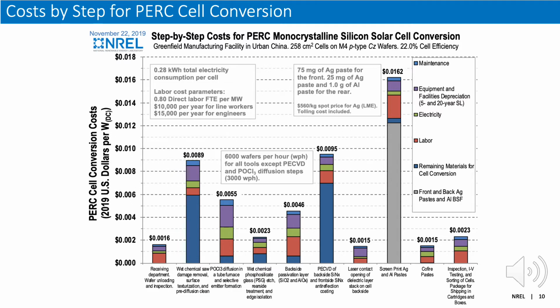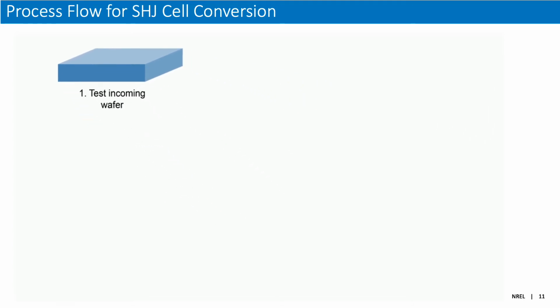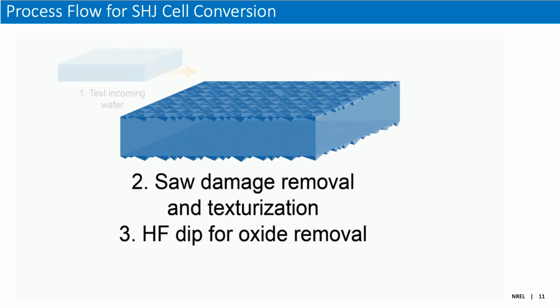Okay, so now just to provide an N-type cell example before I move into total cell cost results, I'll review the process flow for silicon heterojunction cell conversion, which is the next cell type expected to gain the most market share in the near future. The first step is to test the incoming N-type wafer. Next, any saw damage is removed and the surface is texturized. Then the wafer is dipped in hydrofluoric acid to remove any oxide.